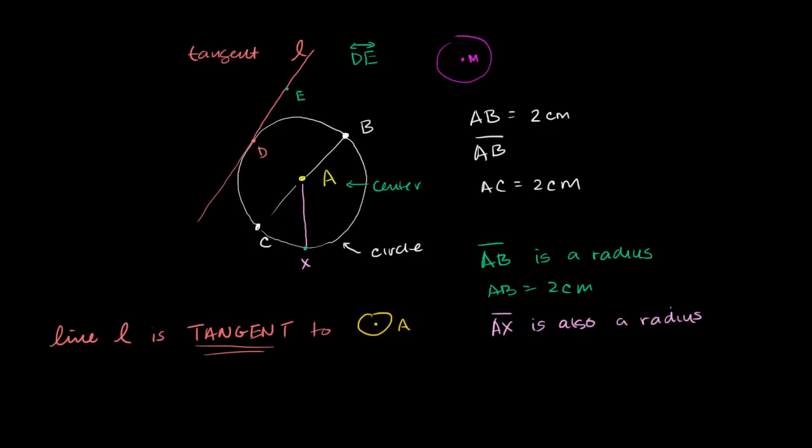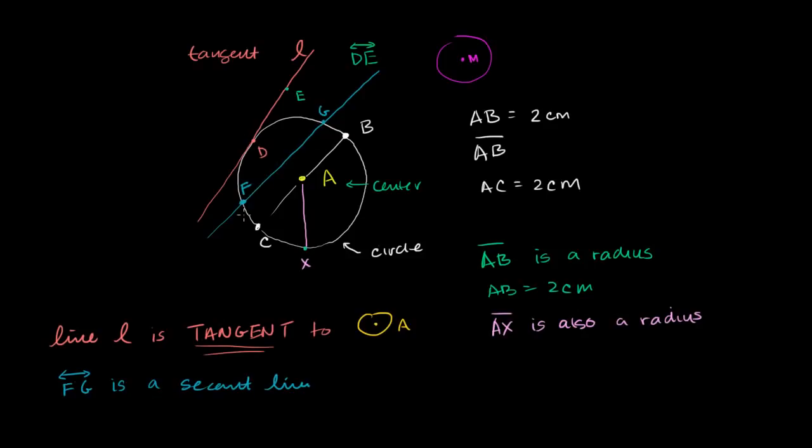You could just as easily imagine a line that intersects the circle at 2 points. So maybe this is F and this is G. You could call that line FG. So we could write it like this, line FG. And this line that intersects it at 2 points, we call this a secant of circle A. It is a secant line to this circle right over here, because it intersects it in 2 points.